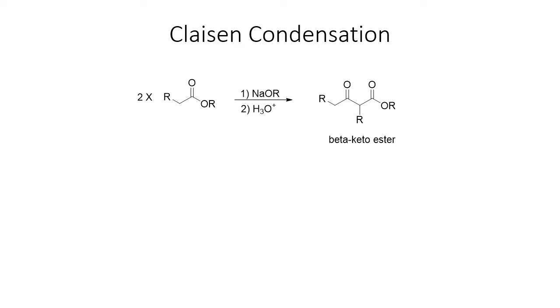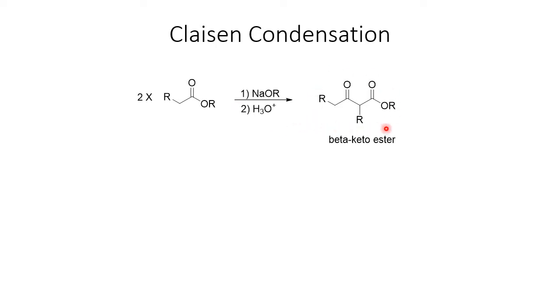Next, we have the Claisen condensation. This is a similar reaction to the aldol reaction. However, instead of aldehydes and ketones, we are using 2 esters reacting with each other. This reaction condition involves 2 steps where we have a base followed by H3O+. And once we see the mechanism, we'll see why it's important to have both of these reagents written.